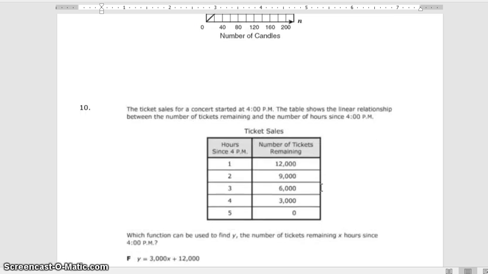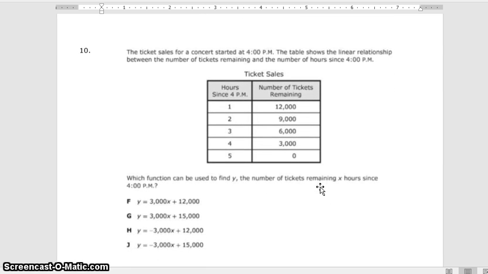Number 10. The ticket sales for a concert started at 4 o'clock p.m. The table shows the linear relationship between the number of tickets remaining and the number of hours since 4 o'clock p.m. So we have our x's over here and our y's over there. Which function equation can be used to find y, the number of tickets remaining, x hours since 4 o'clock p.m.? What is the equation of this table?